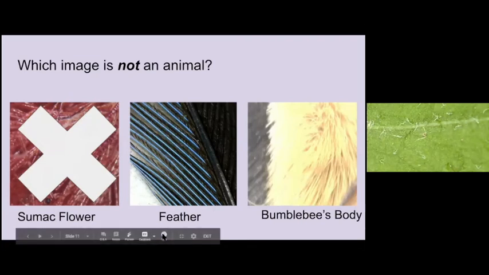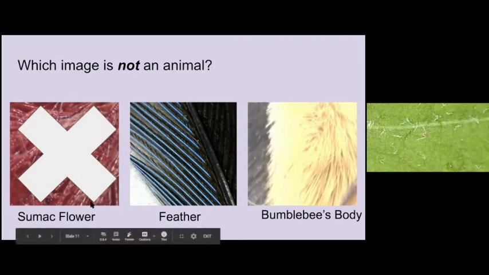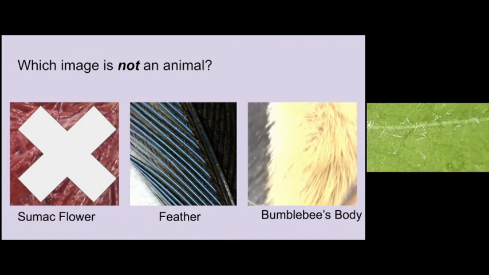This one was tricky because when we looked at the cat hair under the microscope, we saw those stringy lines. And so I thought I would be able to trip you guys up, but you guys had some pretty good observations. This one came from a flower, this is a feather, and then the third one is a bumblebee's body, which I think someone even said.